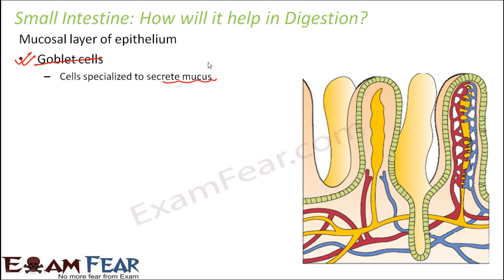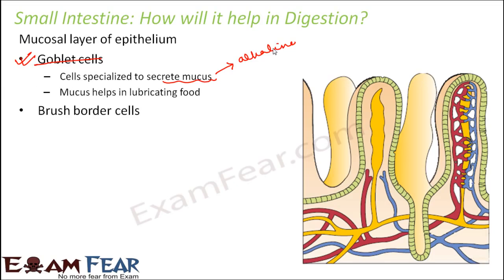And we all know what mucus does. Mucus has the capability to make the medium alkaline. Since the food, or the chyme, is coming from the stomach, which was highly acidic, it would be good to have something which can make the medium alkaline. So mucus helps to make the medium alkaline, which is advantageous. Mucus also helps in lubricating food, by default, because mucus is a slimy substance. And there is another set of cells which are called brush border cells.